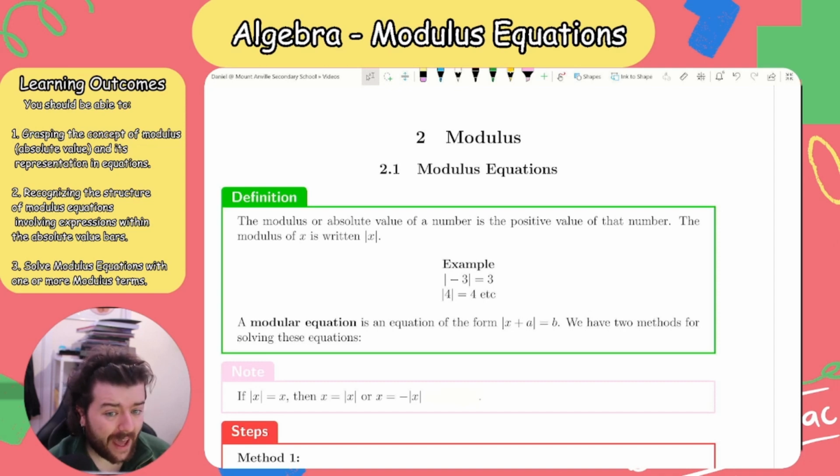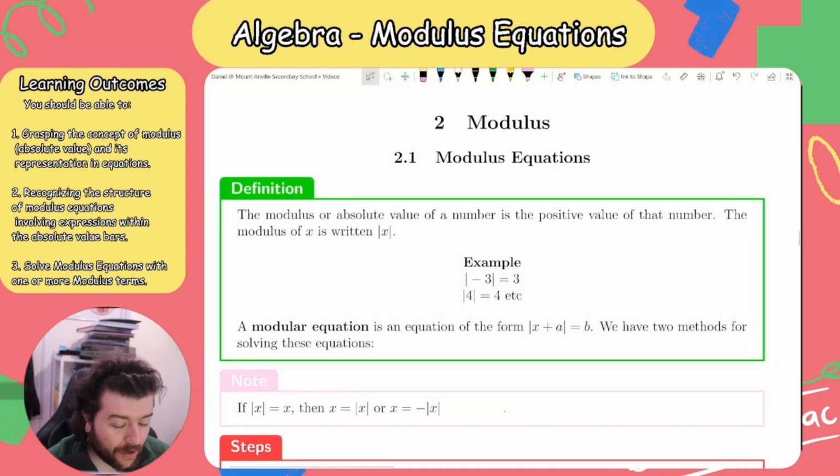Hello everyone. Okay, so in this video we are going to be looking at the modulus and modulus equations. We're going to be looking at graphs of modulus and modulus inequalities in later videos. In this video we're just focusing on the idea of modulus and then solving equations involving a modulus.